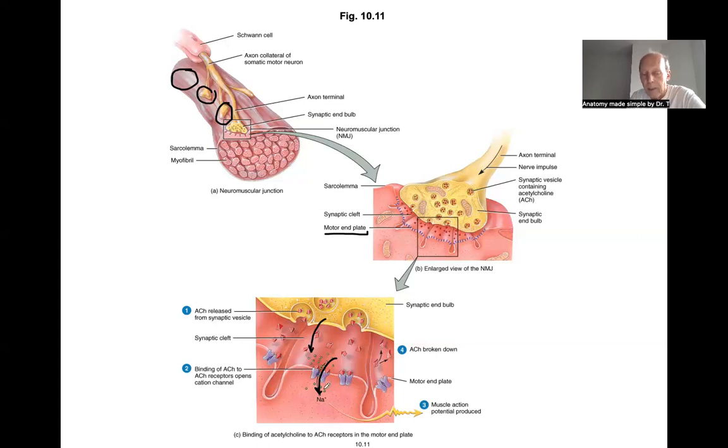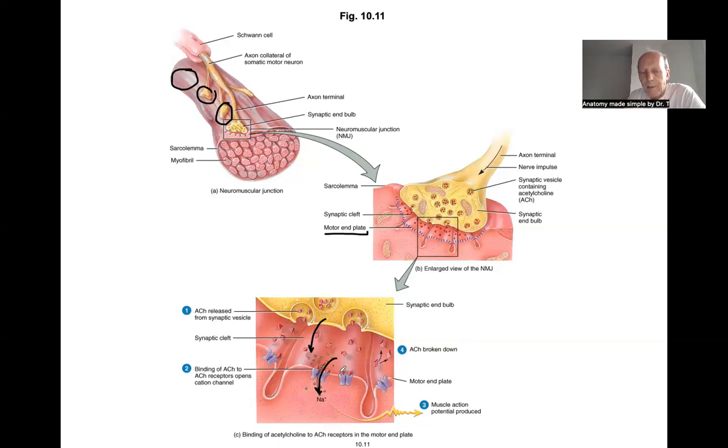And of course, this kind of change will lead to a muscle action potential being produced, affecting T-tubules, affecting, of course, the sarcoplasmic reticulum, releasing calcium, calcium binding to troponin, tropomyosin, revealing actin binding sites, and so on and so on. So we're going obviously back into sliding filament theory and the cycle that was previously described.